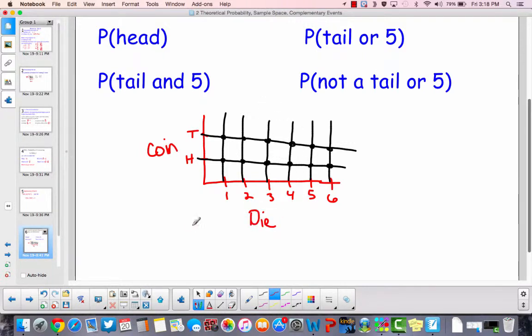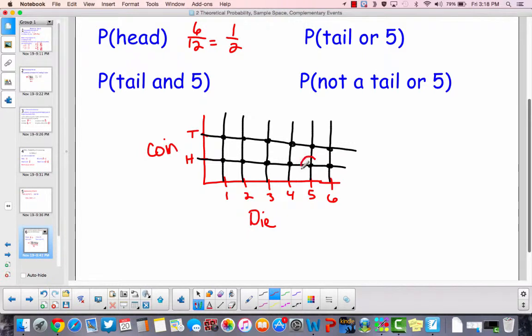Actually, singular of dice is die. How many options do we have? We have a total of 12. What is the probability that we toss a head? Well, we have 6 out of 12, or 1/2 chance.